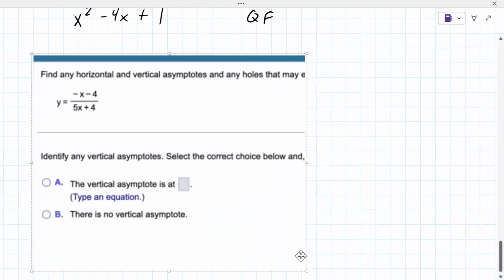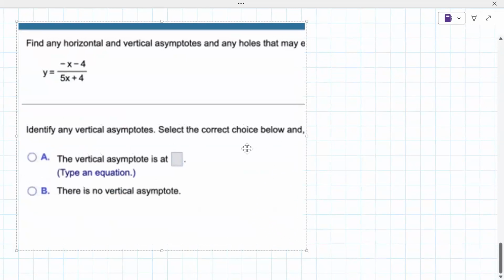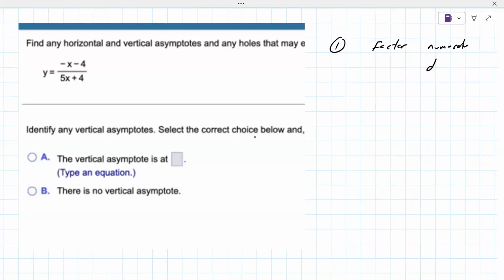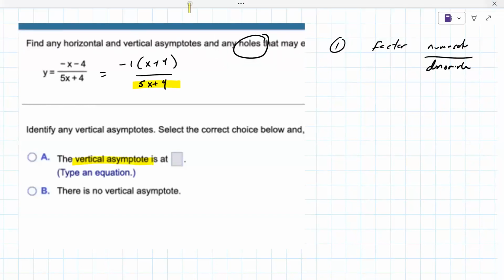All right. This one says find any horizontal and vertical asymptotes, any holes that may exist. The first thing you're really supposed to do is factor the numerator and the denominator. This one doesn't have anything to factor. You can kind of factor a -1 out of the top, but that's not super helpful. The holes are why you do this, but this one doesn't have any. And again, I don't think they emphasize this in your course, so I don't think we need any more discussion on that.